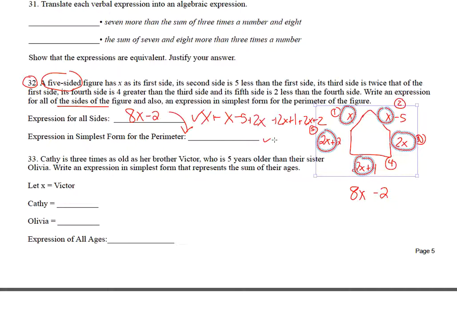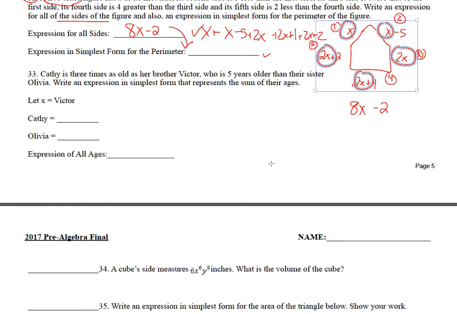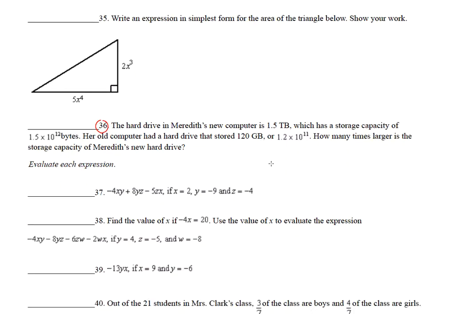Yep. All right, so we're going to scroll down to number 36, and we're talking about scientific notation. It gives us the new storage, which is 1.5 times 10 to the 12th. And then we have the new size, which is actually the old size, which is 1.2 times 10 to the 11th. So you have a couple different ways to do this problem.